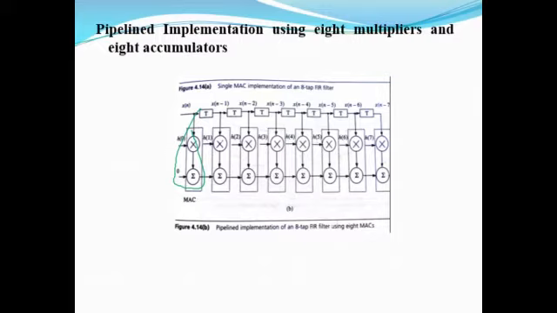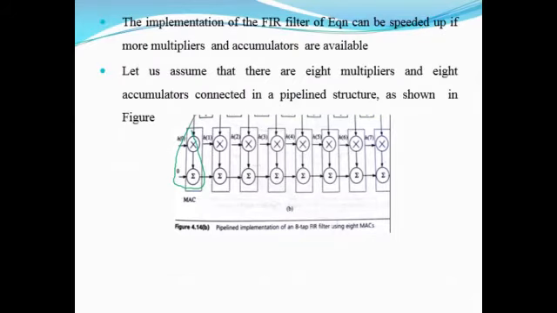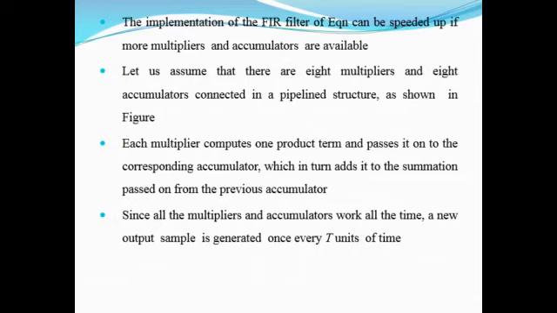Then x of n to x of n minus 1 is nothing but the set of samples, set of input signal. Then MAC, these are the MAC units what we have. Now considering this, we can see that the implementation can be speeded up by using more multipliers and accumulators. But the problem with this implementation is the complexity in design.